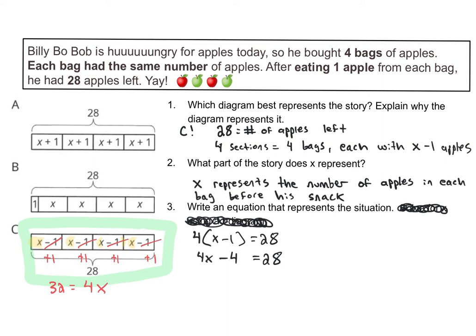And from here, this is a one-step equation. We could just divide both sides by 4. And then what we get is 8 is equal to x. So we know that there are 8 apples in each bag.